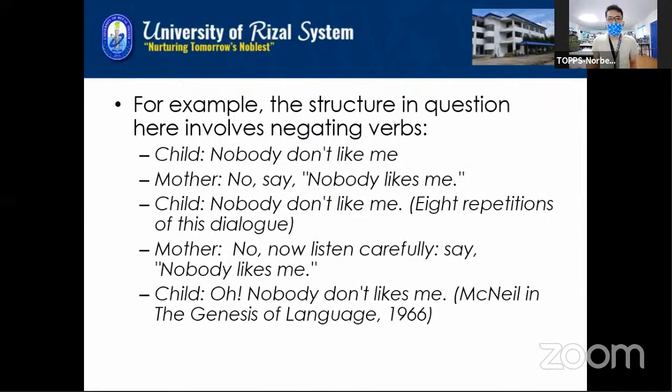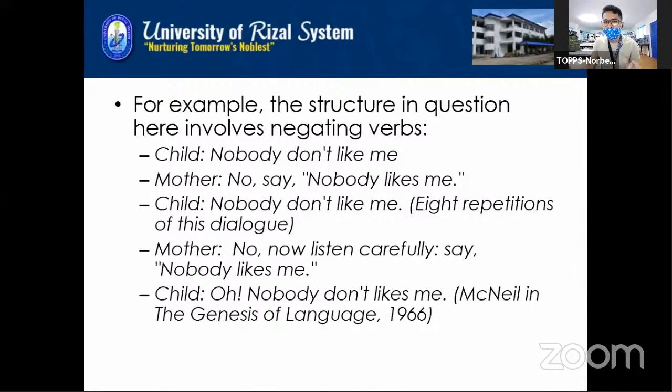So the structure in question here involves negating verbs. So if a child is not actually exposed or usually exposed on that kind of, let's say, structure of sentence, hindi siya ganun ka-exposed doon. So halimbawa, child: nobody don't like me. The mother corrects the child: No, say, nobody likes me. Child: nobody don't like me. Paulit-ulit na sinasabi ng nanay na it should be nobody likes me.